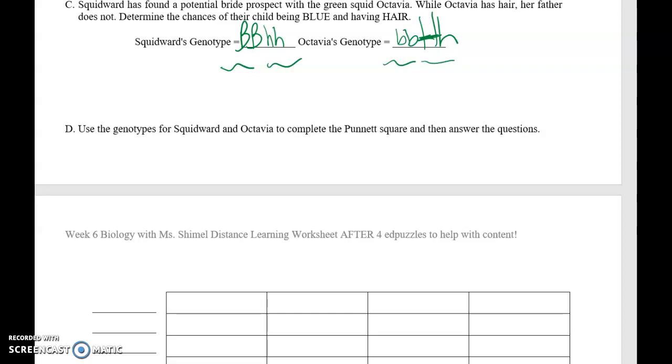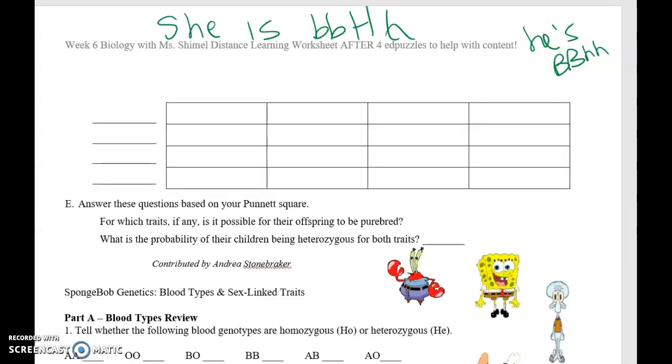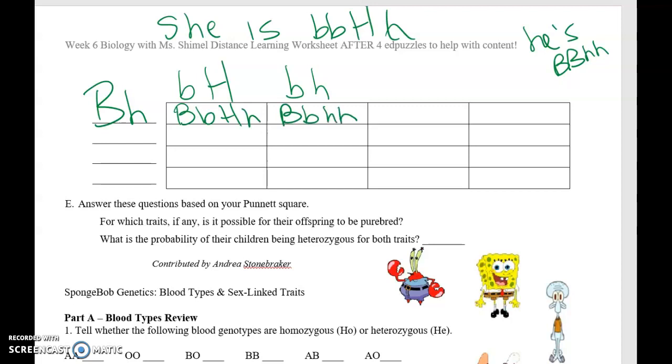Let's put their genotypes for their egg and sperm down below. Remember that Squidward is big B, little h. So we're going to put the big B and the little h here. That's all the more that he can pass on. She, on the other hand, is little b, big H, little h. So she can pass on the little b with the big H, or she could pass on the little b with the little h. What are the chances of them having offspring that way?